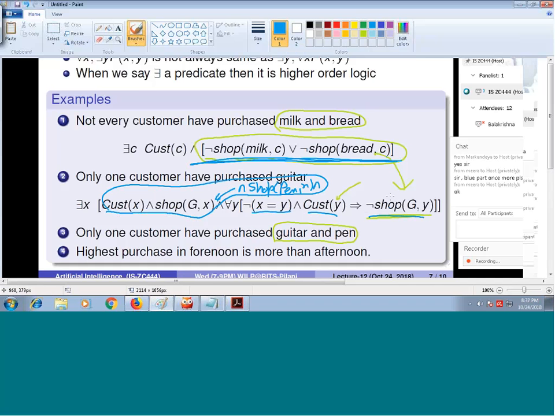How can you put it? You can put not, and how can you modify this part to put over here? Not of shop guitar Y, or not shop pen Y. This you should put over here, instead of this, this upper line. So can you write this? Should I explain this?